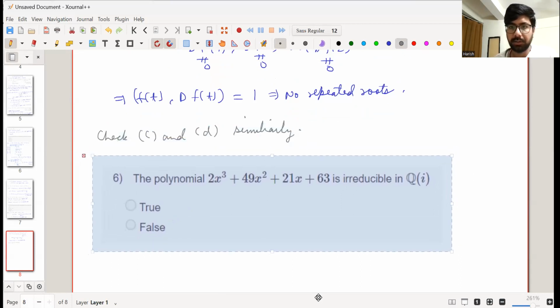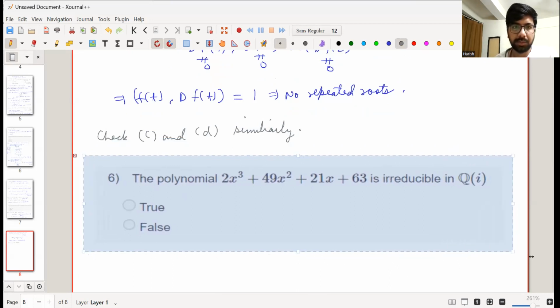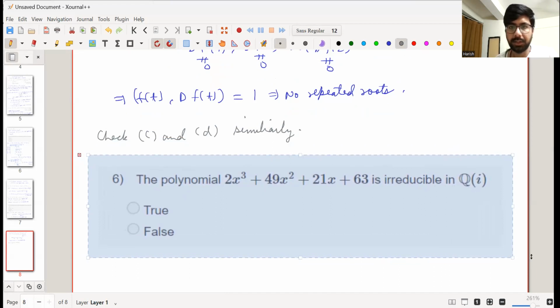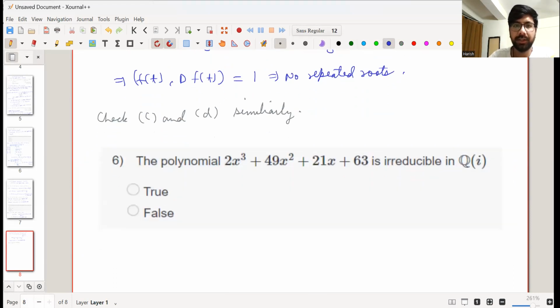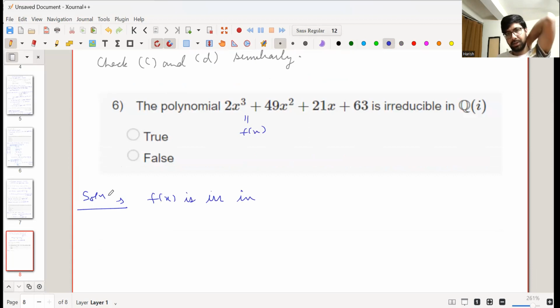The sixth one says the polynomial 2x cube plus 49x square plus 21x plus 63 is irreducible in Q(i). So we have done a similar kind of question in the lecture notes, and also in the last session. So let's say I call it f(x). So f(x) is irreducible in Q.